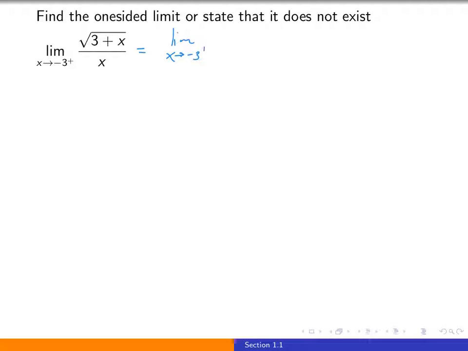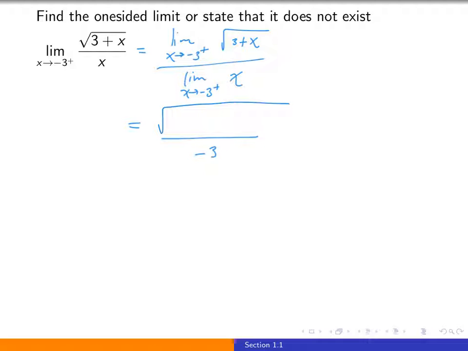So the limit as we approach minus 3 from the right of the square root of 3 plus x, divided by the limit as x approaches minus 3 from the right of x. So by our second limit law, the limit in the bottom is going to be the number minus 3. And in the top, we can take the limit and plug it inside the square root. So this will be the square root of the limit as x approaches minus 3 from the right of the quantity 3 plus x.